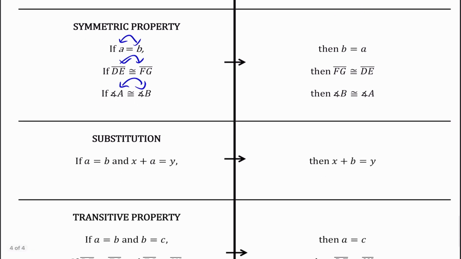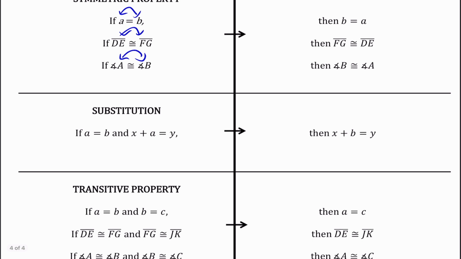Substitution. If A is equal to B and x plus a is equal to y, pay attention. If a is equal to b, and here's a, then what's the result of that? X plus, well, where's the a? It got substituted, so it's now x plus b is equal to y. Okay? You're basically replacing with something equal.